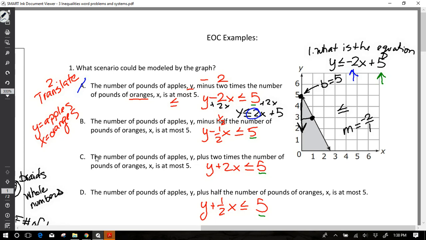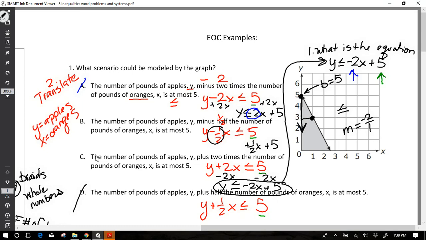If I did B, all I'm going to be doing is adding 1/2. So 1/2 x is not the same as a -2 either. So that eliminates option B. I'm going to assume that D is also not correct because it's a fraction. Let us just try C. If I subtract this 2x from both sides, it's clearly going to equal y is less than or equal to -2x plus 5, which is what matches this equation right here. So that is our first EOC example.